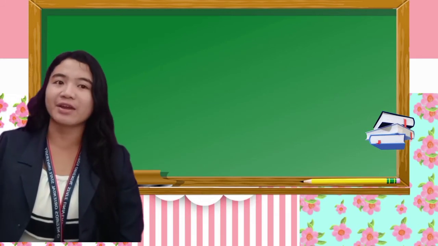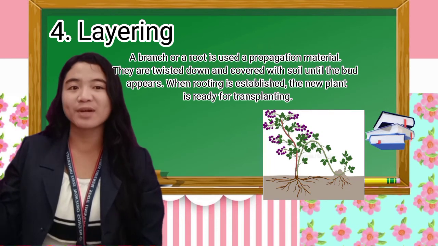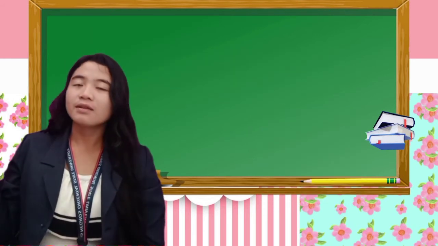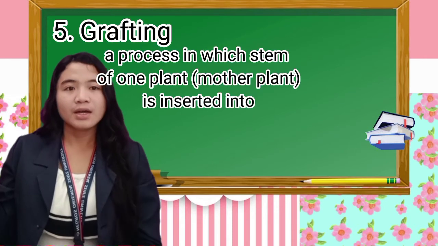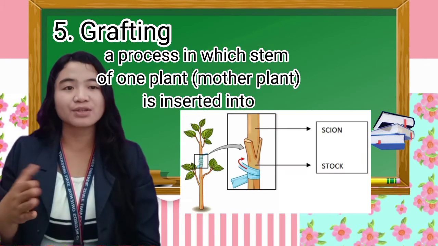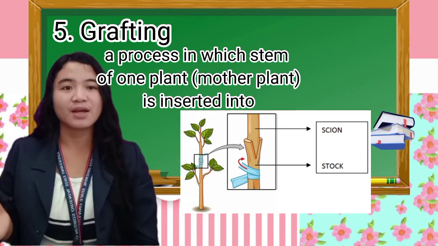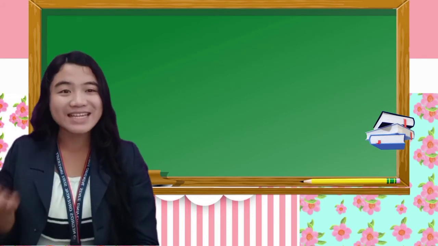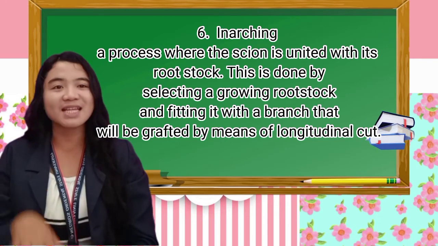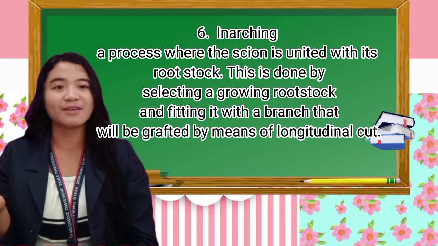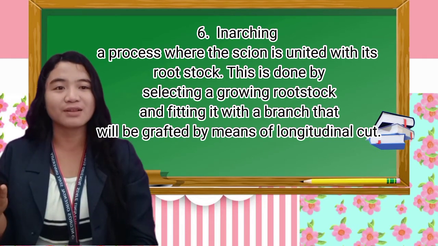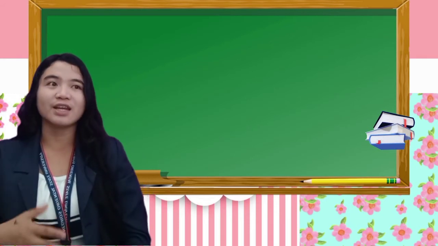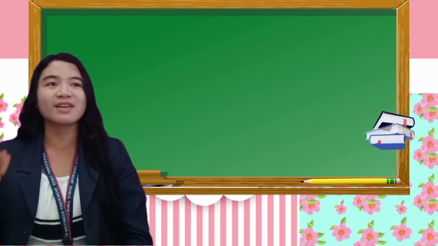Fourth, layering. A branch or a root is used as propagative material. They are twisted down and covered with soil until the bud appears. Number 5, grafting, a process in which the stem of the plant or mother plant is inserted into another. Number 6, inarching, a process where the scion is united with its rootstock. This is done by selecting a growing rootstock and fitting it with a branch that will be grafted by means of a longitudinal cut. After my discussion, they will already have an idea of what propagating techniques are all about.